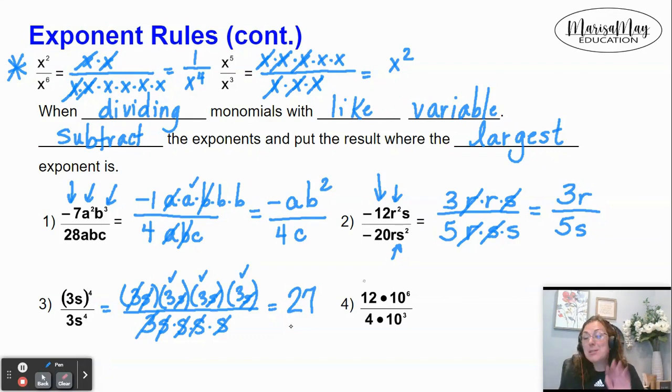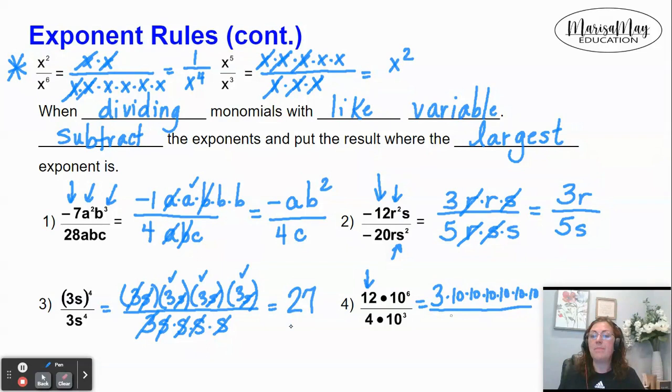All right, one more. This one doesn't have any variables in it at all. These are actually in what we call scientific notation. We're going to talk a little bit more about that in a minute. But look at the numbers in front, right? 12 divided by 4 gives you 3. Now look at what you have on top. You have 10 to the 6th. So that's 6 10s being multiplied together, right? There's 3 of them, 4, 5, and 6.